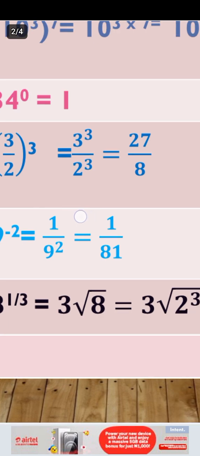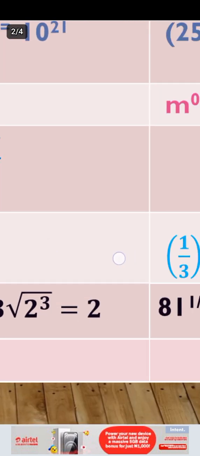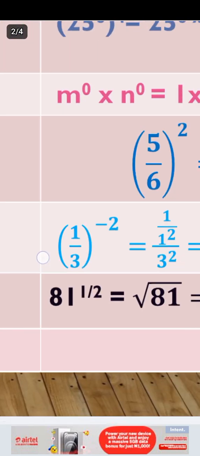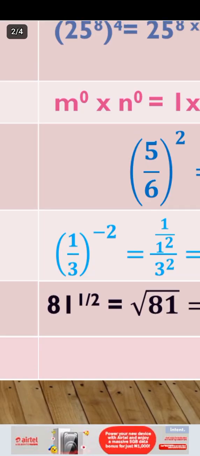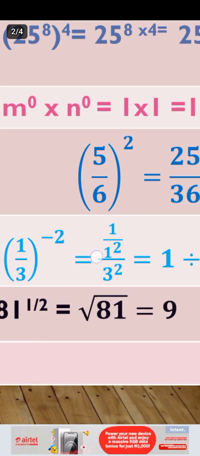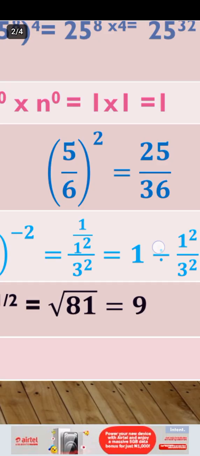Now, let us take the second example in this rule. It is saying 1 over 3, brackets open and close, raised to power minus 2 is the same thing as 1 over 1 raised to power 2 over 3 raised to power 2, which is the same thing as 1 divided by 3.